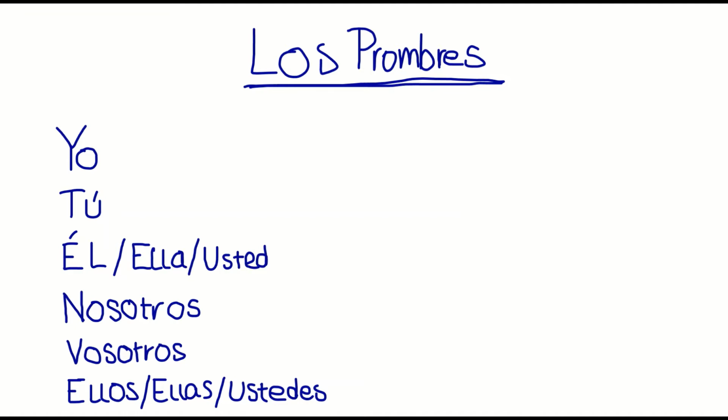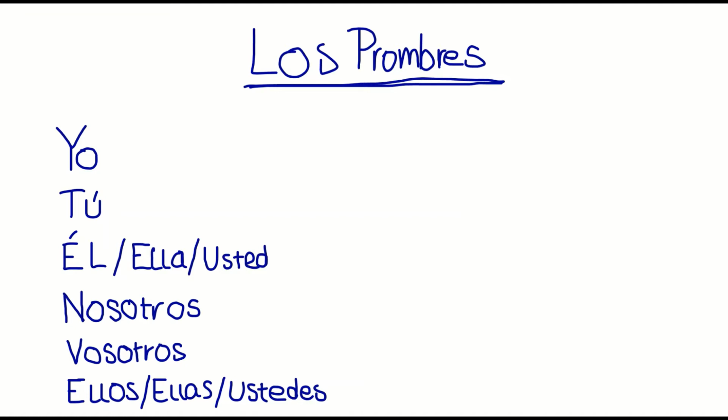And then the last one is ellos, that means they, that is used for masculine. So if there is a group of guys, then we'll be using ellos. For a group of girls, it will be ellas, and ustedes. Again, this is the formal plural of usted.